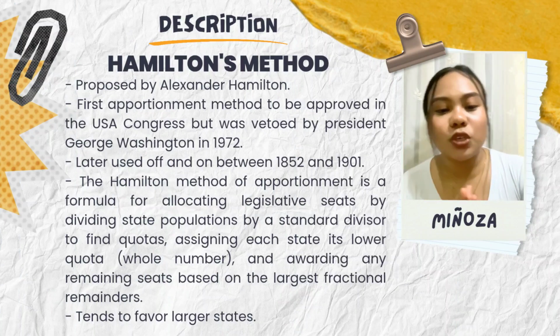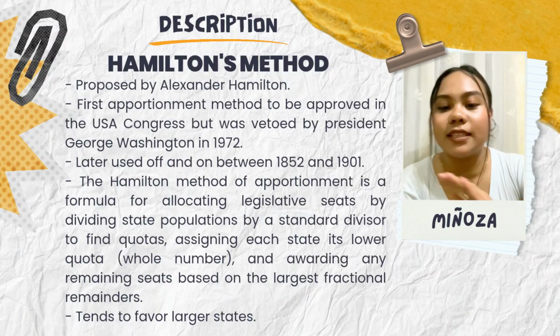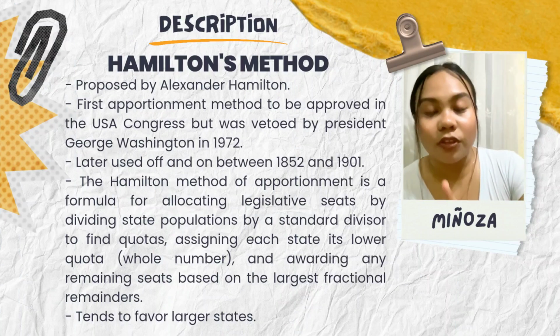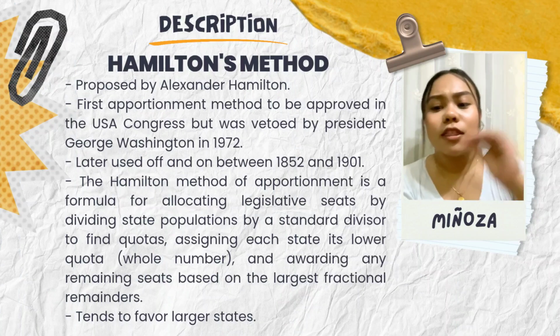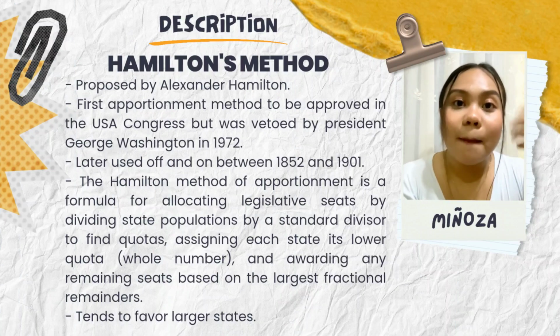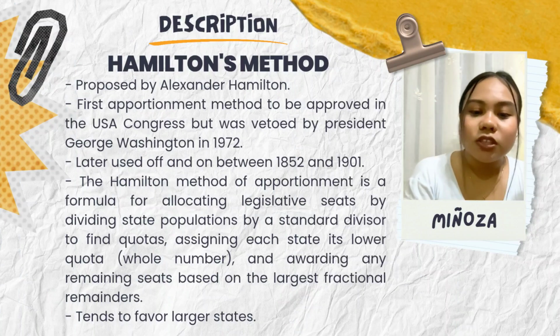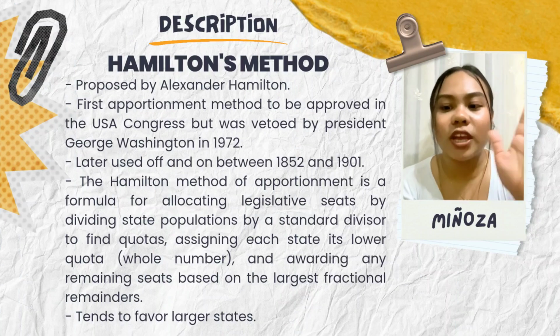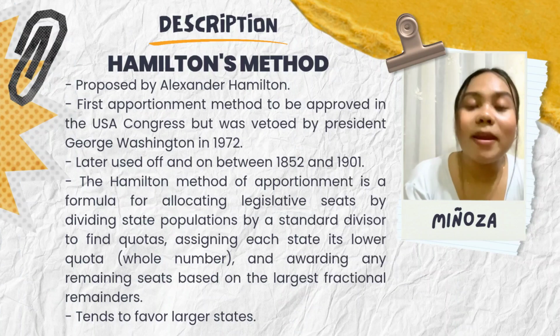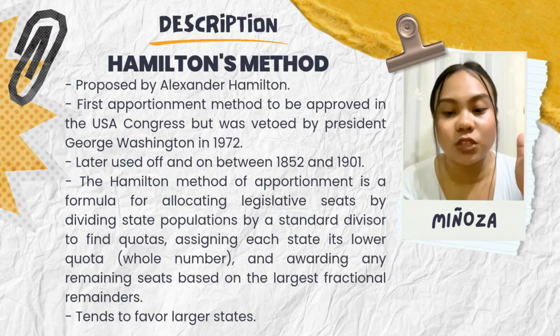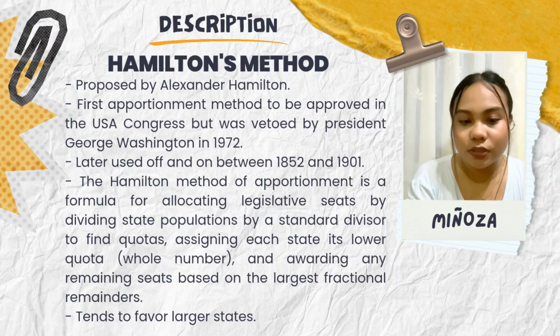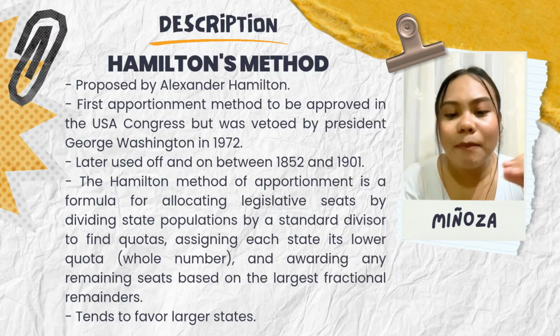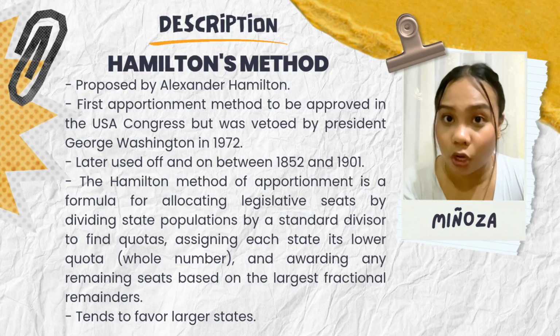This method is used to allocate legislative seats among states based on their population. First, the population of each state is divided by a standard divisor to get the quota. Each state is then given its lower quota, which is the whole number part. The remaining seats are distributed to the states with the largest fractional remainders. Because of this process, Hamilton's method sometimes tends to favor larger states.